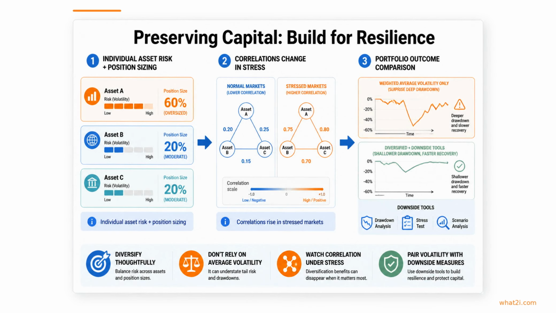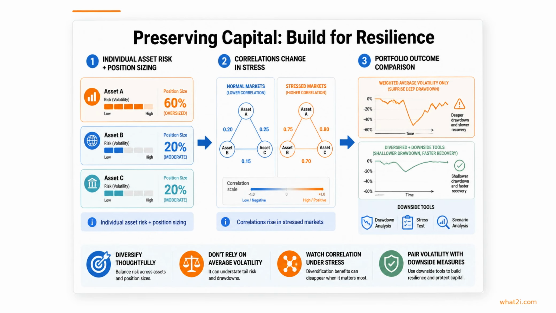The practical takeaway is that preserving capital requires thinking about portfolios as systems, not as isolated positions. Individual asset volatility matters, but so do correlation, concentration, and downside sensitivity. A weighted average of standalone risk is not enough because it ignores how holdings interact, especially when markets become stressed. Thoughtful diversification means combining assets with different drivers and watching whether those relationships remain stable. It also helps to pair volatility measures with downside tools like drawdown analysis, stress testing, or scenario analysis. The goal is not a portfolio that never falls, but one that is built to avoid unnecessary damage.